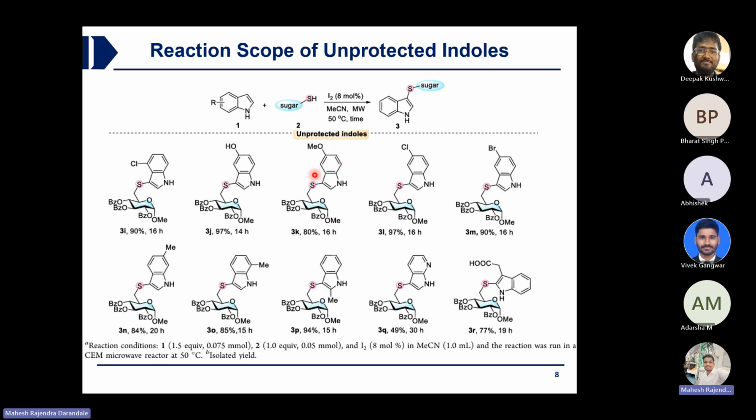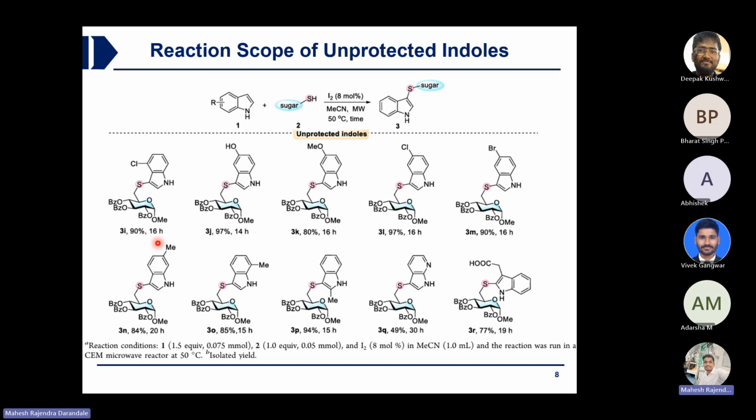But there are no such difference in the yield or difference in the reaction. They observed very good yield, like 90%, 97%, 80%, 97%, and 90%. So there are no such effect of these electron withdrawing and electron donating groups on the indoles.